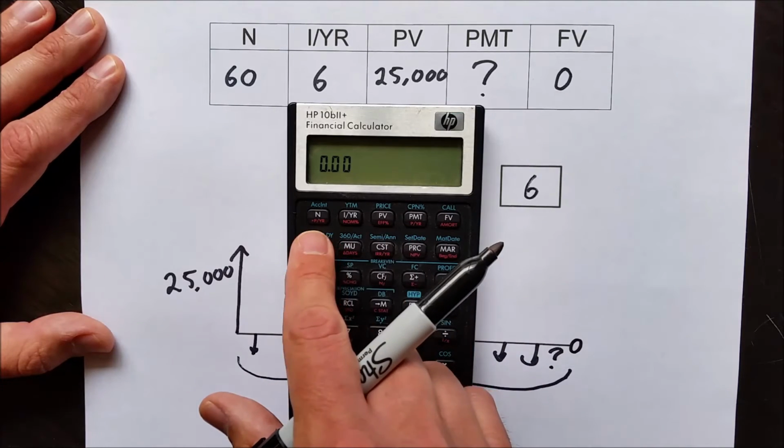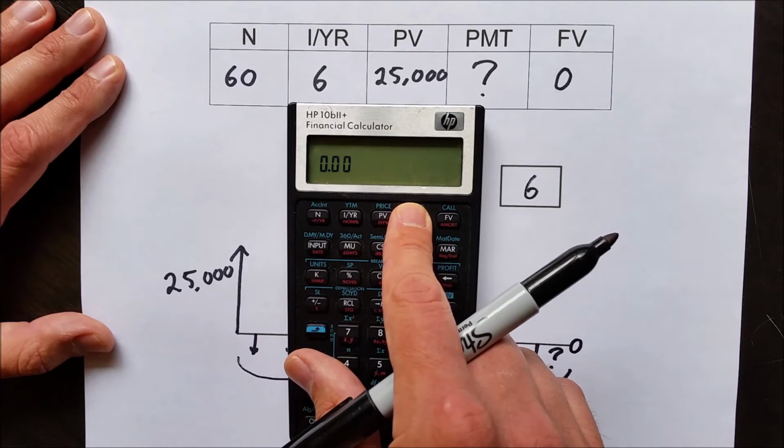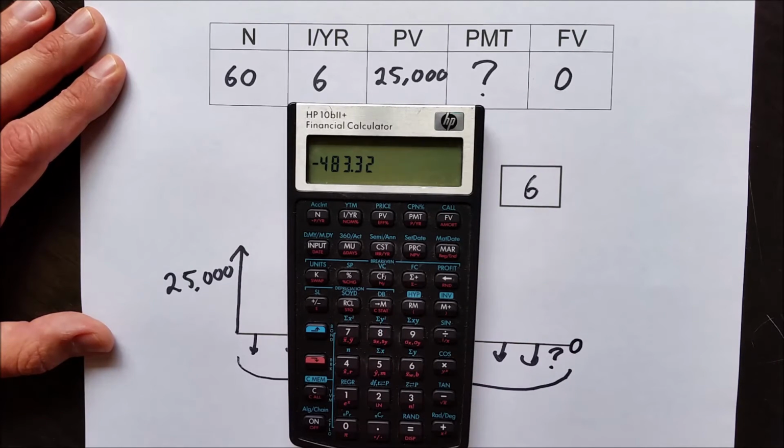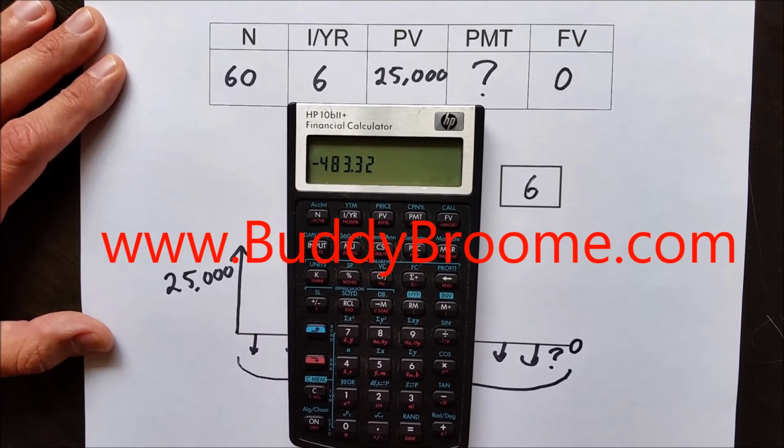Now that we know 4, we simply press the payment button, and the calculator will solve for the 5th. It's $483.32, and you'll notice it's negative, so that means it's leaving Sheila's pocket. So that means in this situation that if Sheila got a car loan of $25,000, fully amortized over 60 months or 5 years at 6% interest, the monthly payments that she would have to make on that loan will be $483.32.